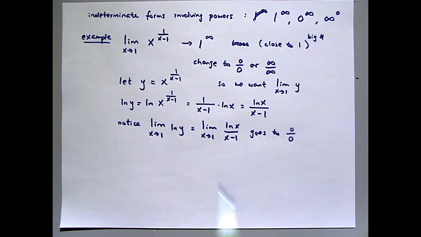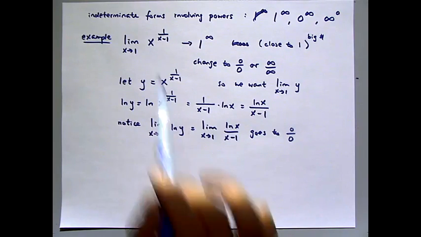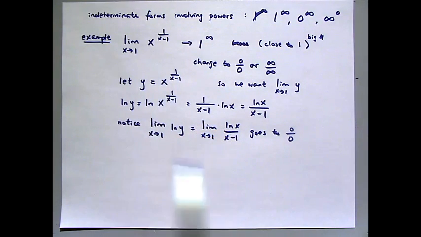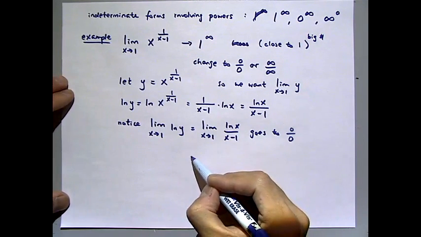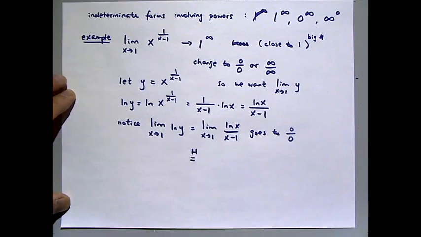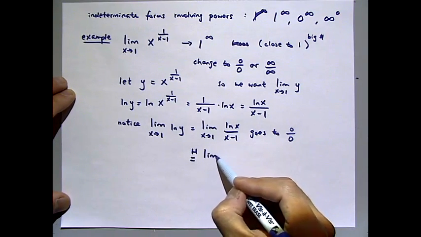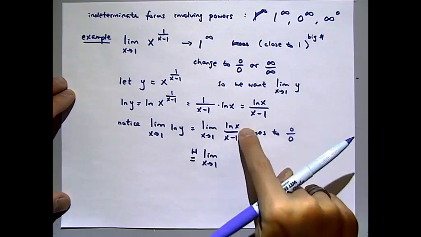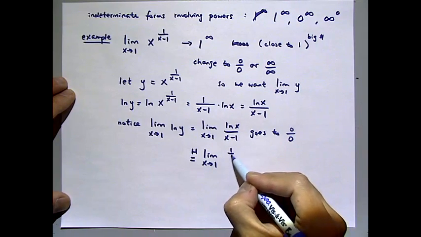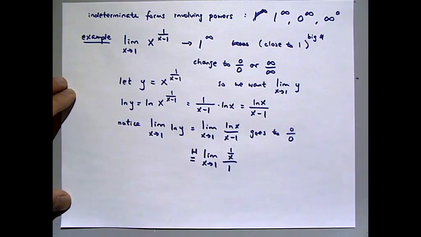So what we're doing here is taking the limit of the natural log of the thing we wanted. Once we find the limit, we undo that natural log by doing exponentiation. Okay, so we apply the rule here. Upstairs is a 1 over x. Downstairs is a 1, of course.